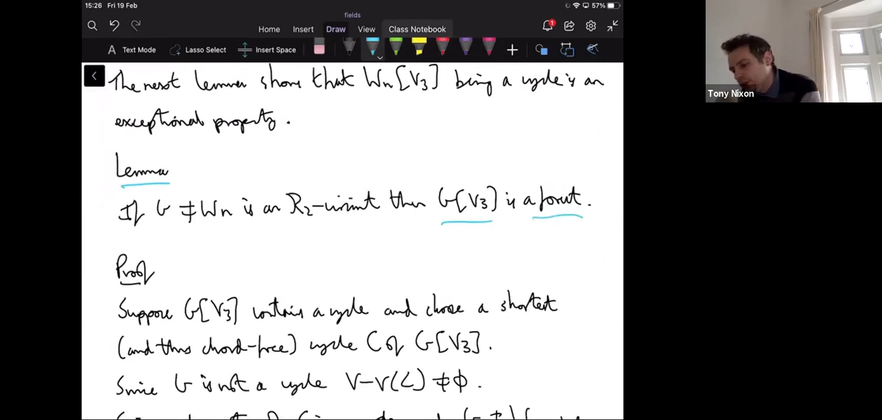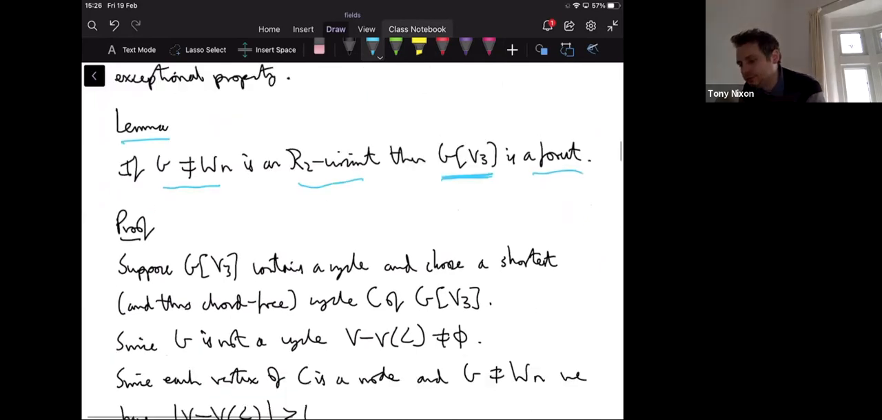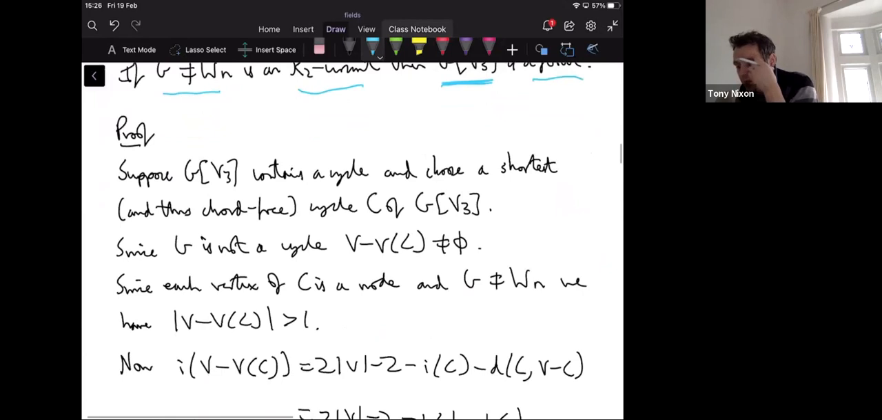So if the graph is not a wheel, but it is a circuit, then the subgraph of the vertices of degree 3 is acyclic. It's a forest. Okay, so let's go through that. Suppose it contains a cycle, and we're going to get a contradiction. So if this subgraph contains a cycle, we may as well choose a shortest cycle, C. So if your cycle had chords, you just pick a smaller cycle because the chord would give you a smaller cycle. So I've got some cycle with no chords, C, in my subgraph of nodes.